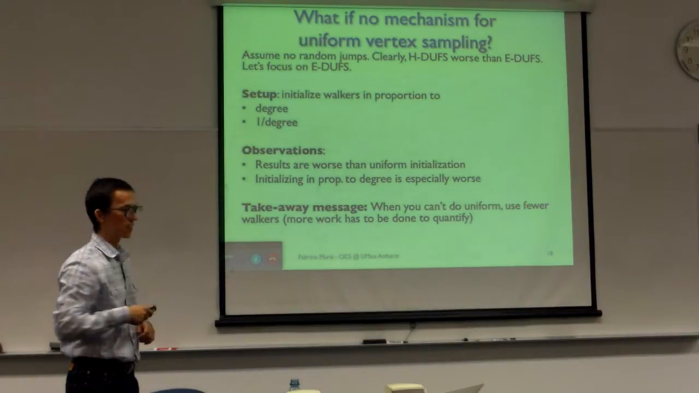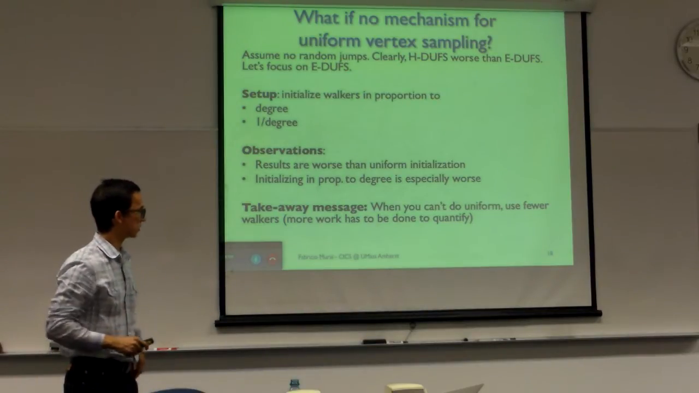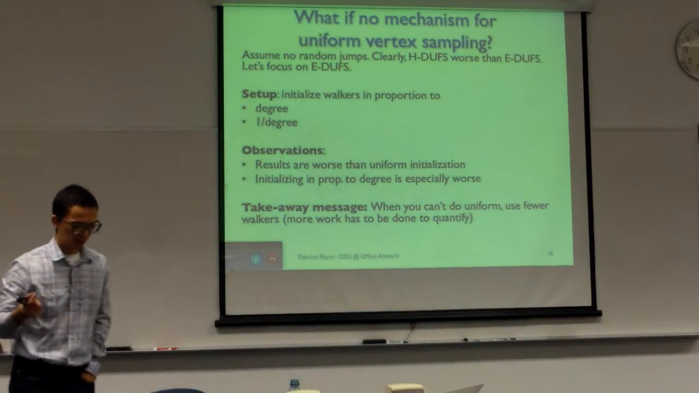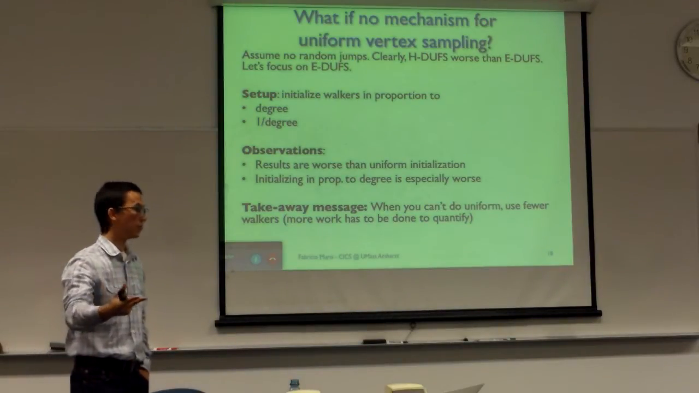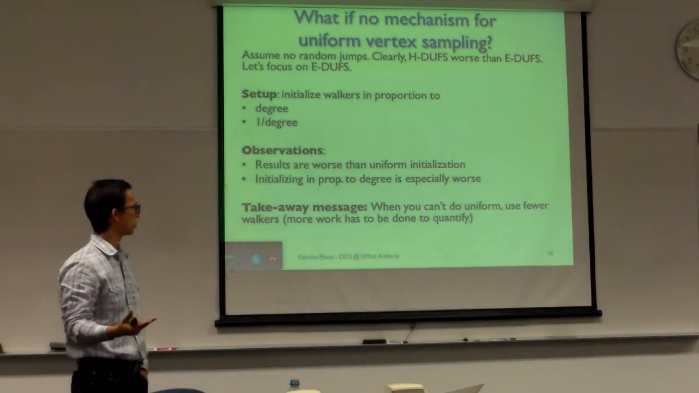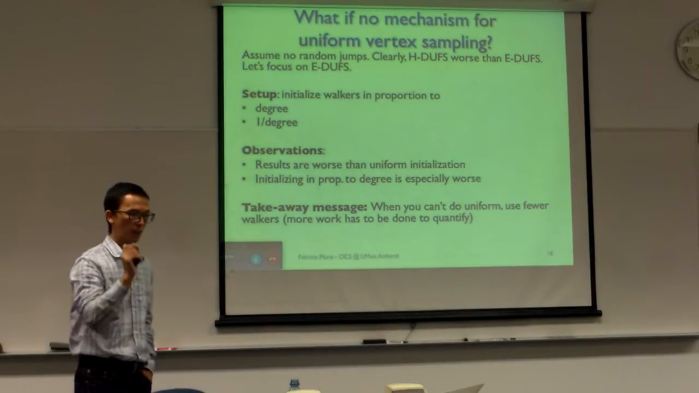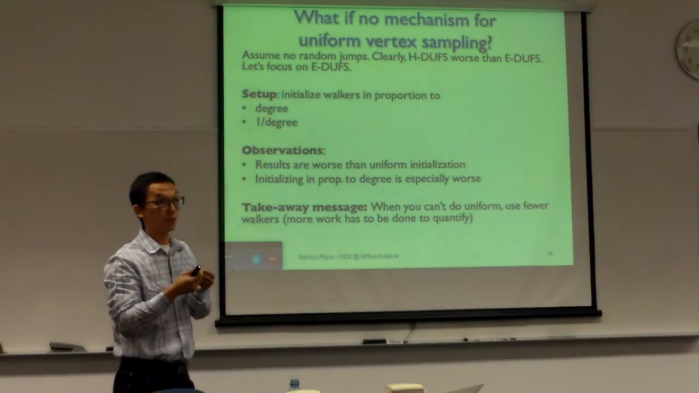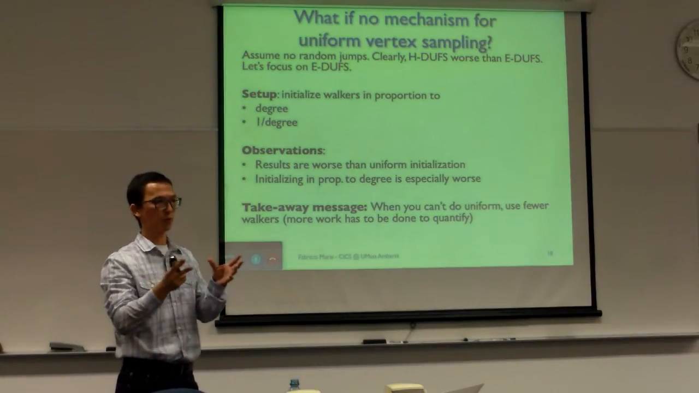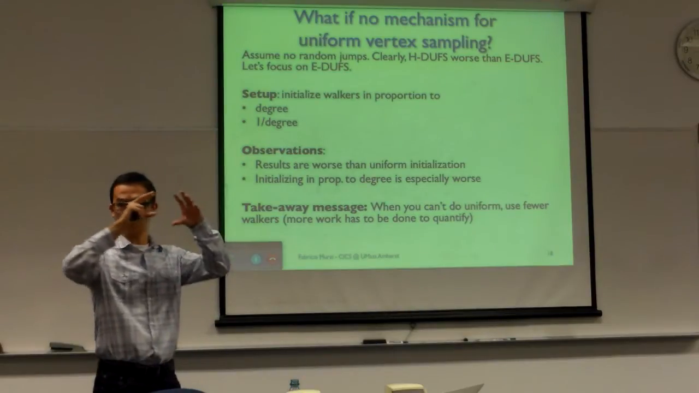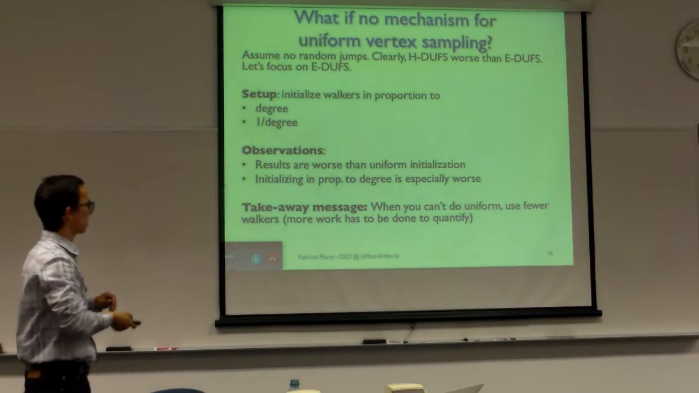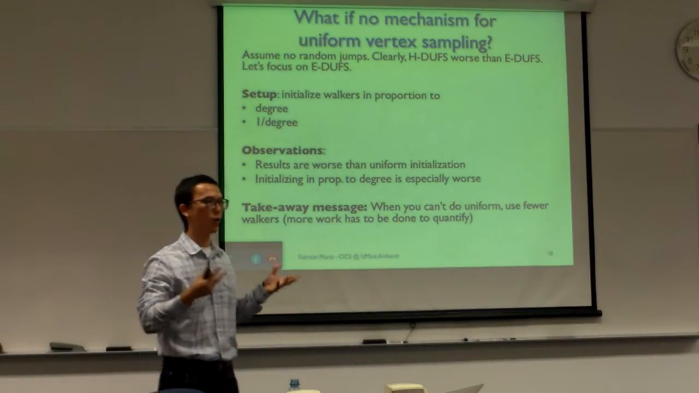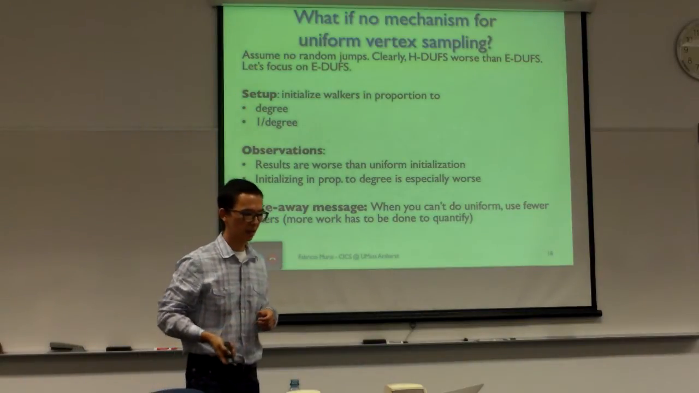So the takeaway message from the results is that when you can't do uniform sampling, when we look at the graphs, it makes more sense to use fewer Walkers. But it's not clear that you should use only one Walker, because if we're not performing random jumps, we might be trapped in one component. We might not see other components of the graph. So more work still has to be done to quantify exactly how many Walkers you should use.